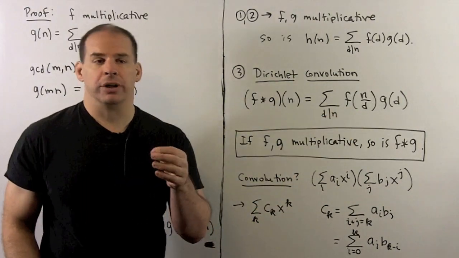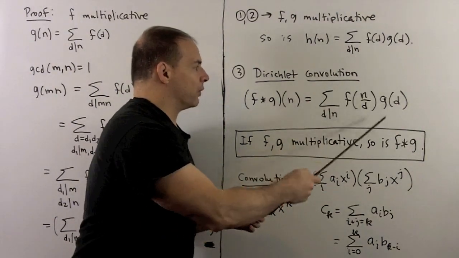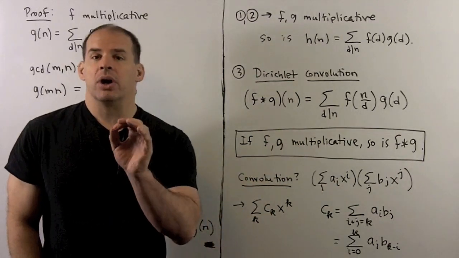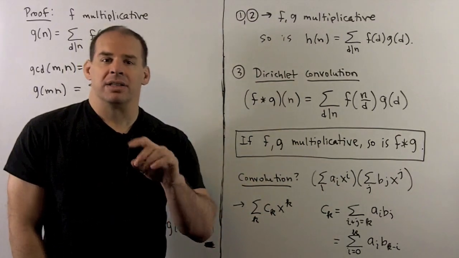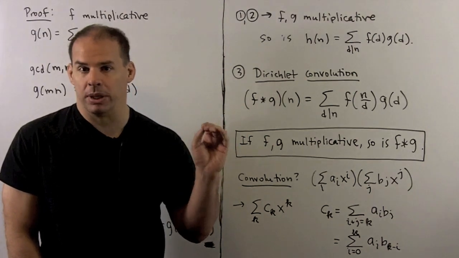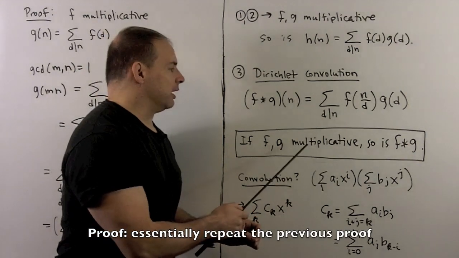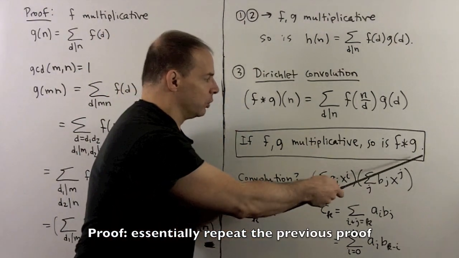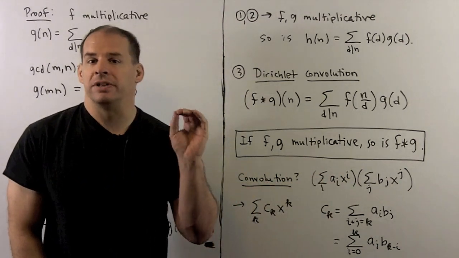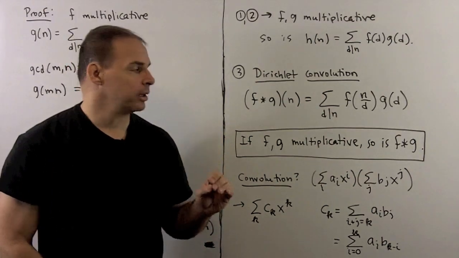For Mobius inversion, I want to replace f of d with f of n over d. This we call Dirichlet convolution. It's defined on any two number theoretic functions, not necessarily multiplicative. Now, if f and g are multiplicative, then so is their Dirichlet convolution. There's much more to the theory of Dirichlet convolutions, but that's for a number theory course.